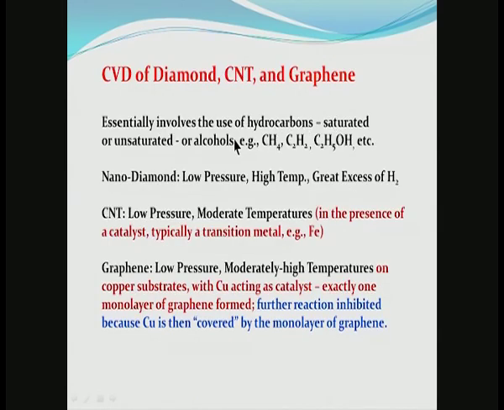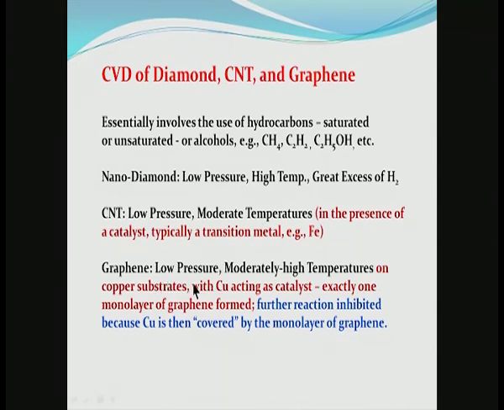Now, let us look at that a little bit more. It involves the use of hydrocarbons, saturated and unsaturated, like methane, acetylene, ethyl alcohol and so on, and nanometric diamond, that is, diamond films which have grains of diamond in the nanometric range, can be produced at low pressure and high temperature in great excess of hydrogen by the CVD process. Now, carbon nanotubes call for low pressure and moderate temperatures and the presence of a catalyst, especially a transition metal like iron, nanometer crystals of iron as the catalyst.